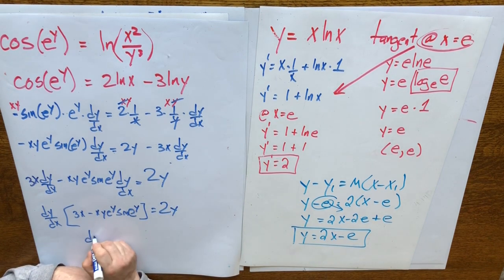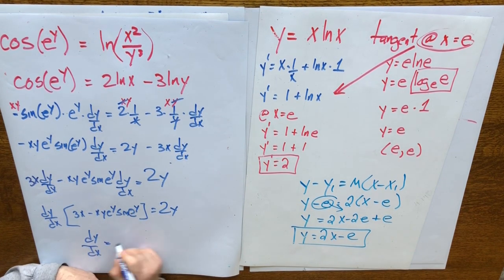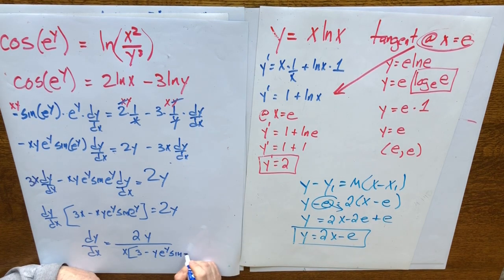And finally, we'll divide. 2y in the numerator. I notice there's a common factor of x in the denominator, so I'll take that out as well. 3 minus y e to the y sine e to the y.